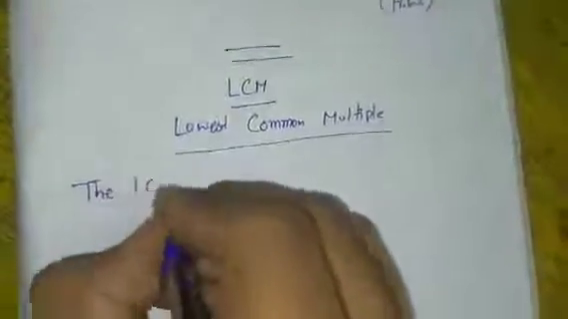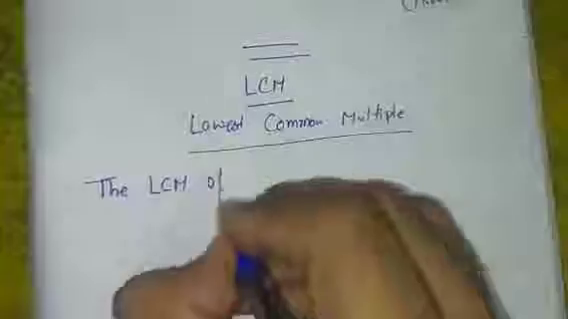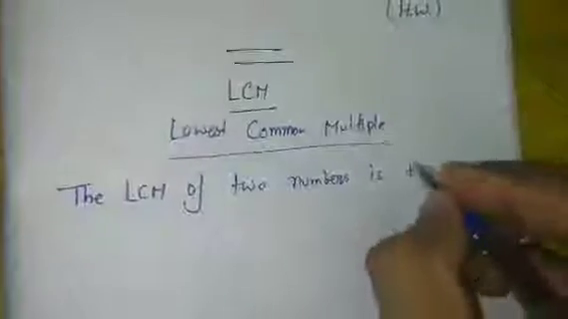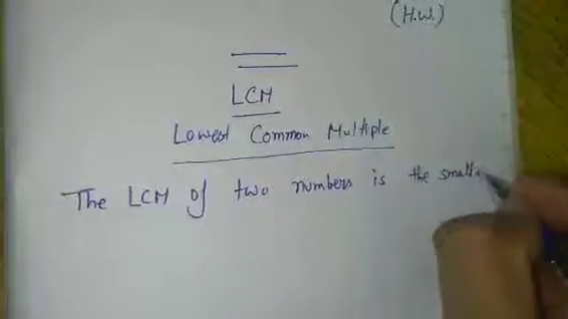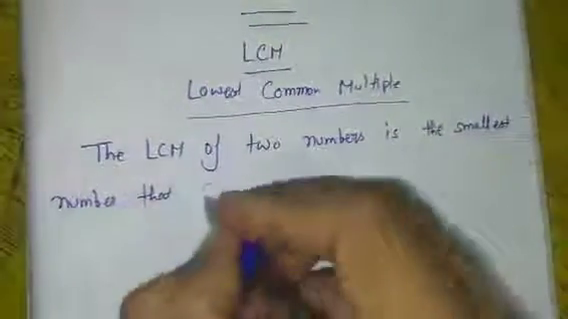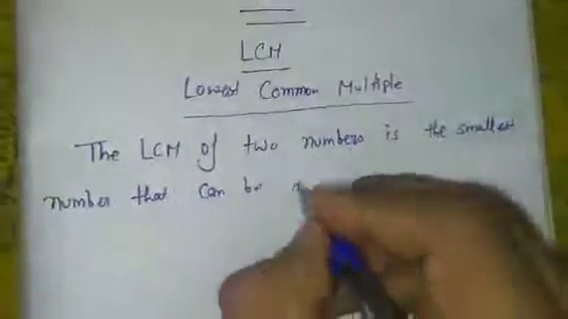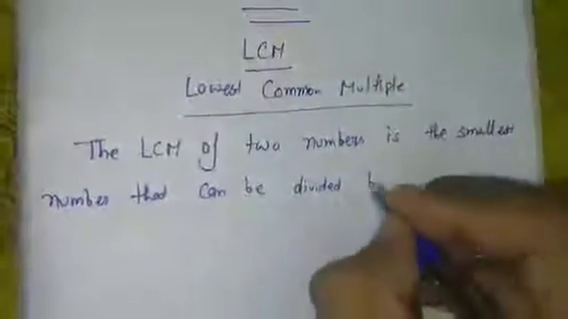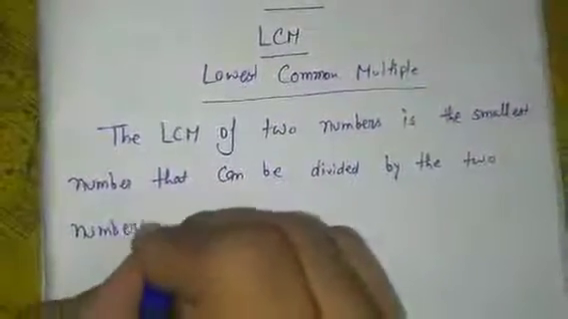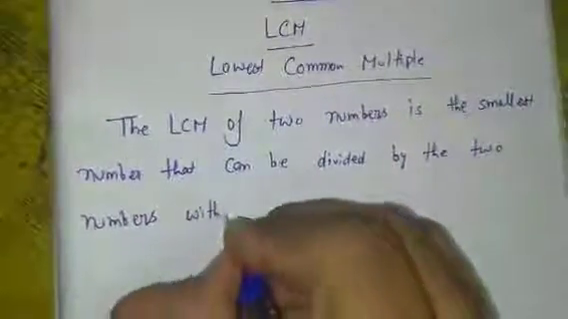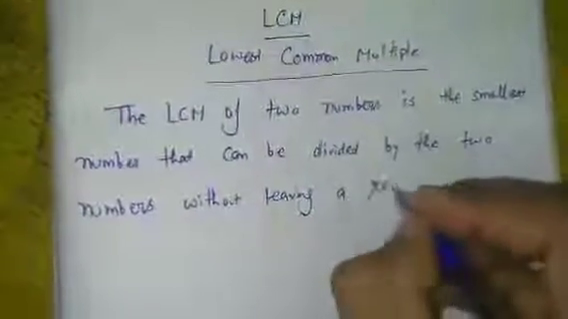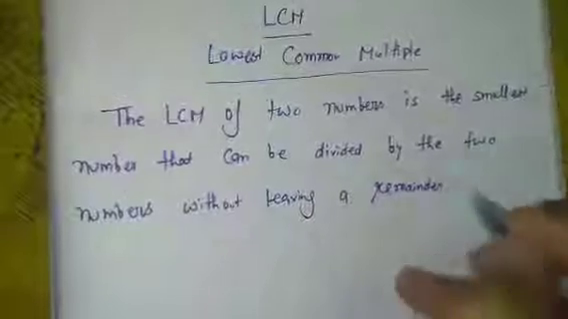So you can write the point regarding LCM. The LCM of two numbers is the smallest number that can be divided by the two numbers without leaving a remainder. Okay, that is the definition of LCM.